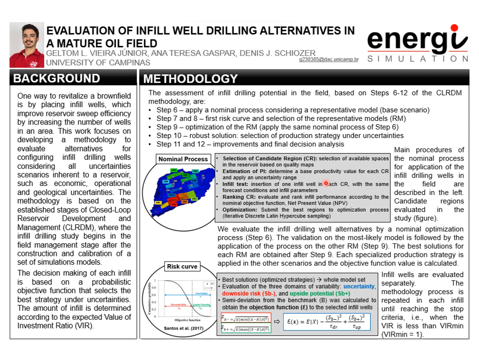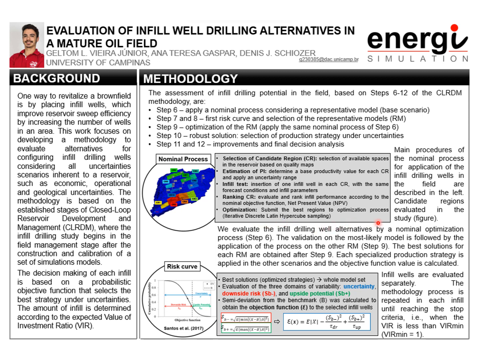After that, we have the infill test. So we apply one infill well in each candidate region with the same forecast conditions and field parameters. We rank these CRs and evaluate them according to the nominal objective function, which is the net present value (NPV), and the best CR based on NPV is submitted to an optimization process using an algorithm, which in this case is iterative discrete Latin hypercube sampling.